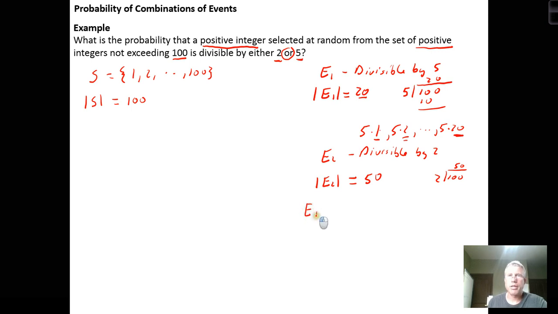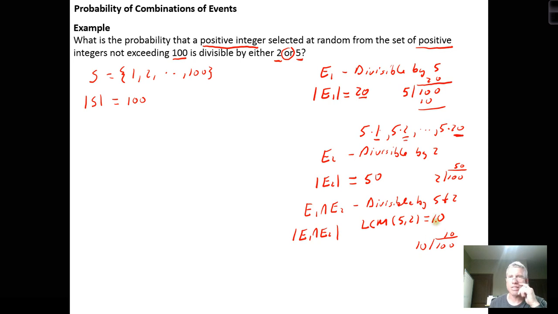So E1 intersect E2 means divisible by 5 and 2. And to figure out what elements are members of this intersection, we just need to work out the least common multiple of 5 and 2, which is 10. 10 is the first number that both 5 and 2 go into evenly. So how many times does 10 go into 100? It goes in 10 times. There's going to be 10 numbers divisible by both 5 and 2. It's going to be anything divisible by the least common multiple of 5 and 2. So in other words, if we skip count by 10, 10, 20, 30, 40, 50, 60, 70, 80, 90, 100, we get 10 positive integers that are divisible by both 5 and 2.